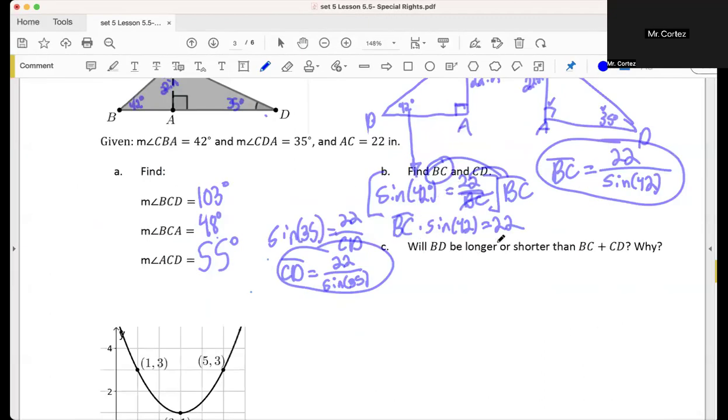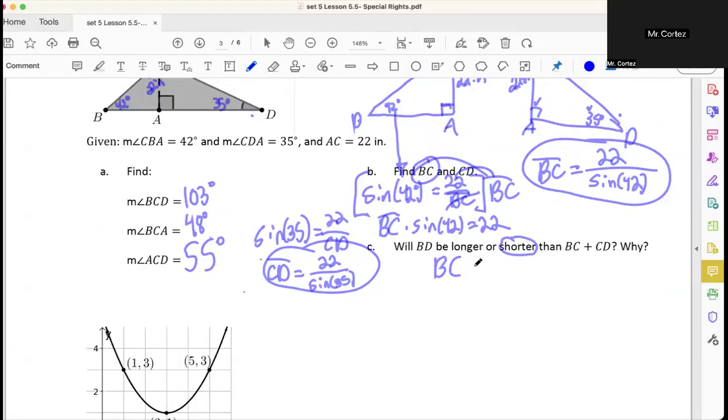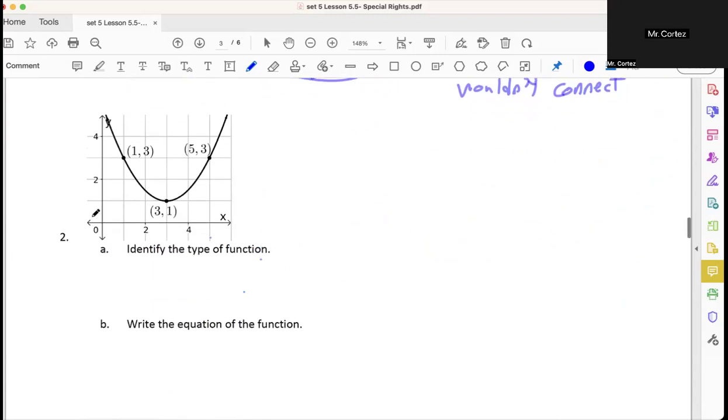So hopefully you were saying that BD would be shorter than the sum of BC and CD. Reason being, if it was longer, BC and CD would not connect, meaning that they wouldn't meet at that top point. Hope that helps. A little bit of a throwback with quadratics here.